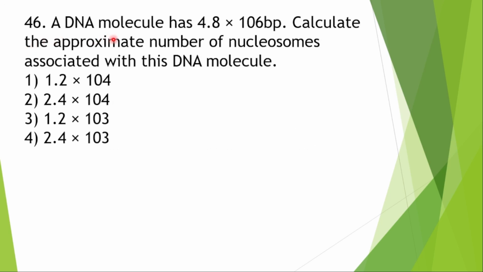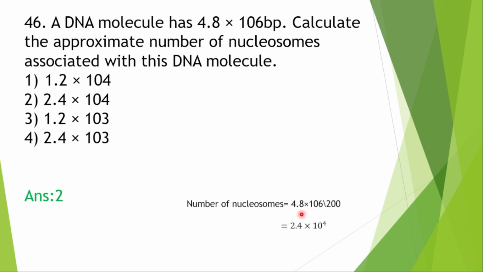46. A DNA molecule has 4.8 × 10^6 base pairs. Calculate the approximate number of nucleosomes associated with this DNA molecule. The options given are 1.2 × 10^4, 2.4, 1.2 and then 2.4. Here simply you can divide by 200. 4.8 × 10^6 divided by 200. If you do, you will get the answer, that is 2.4 × 10^4. Like this, number of nucleosomes.